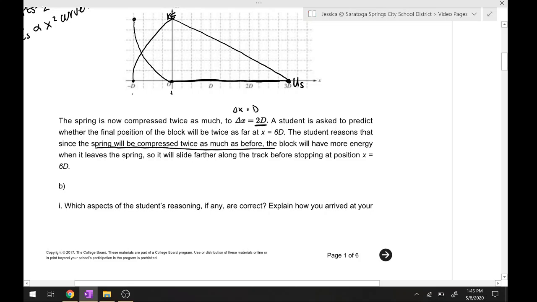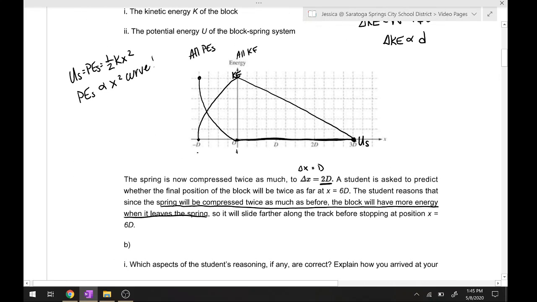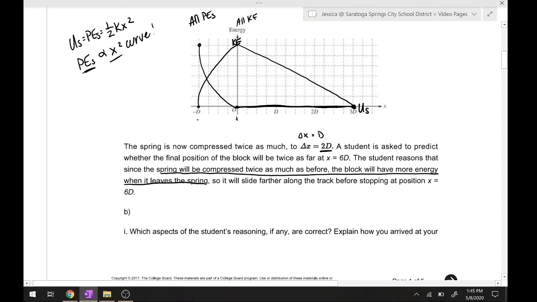Increasing the compression is definitely going to increase the energy, okay? Because spring potential energy is related to x squared. So if we increase x, PES is also going to increase. It's not an inverse relationship. So it will slide farther along. Well, that's for sure. It's going to slide farther along, but it's not going to stop at 6D, okay?